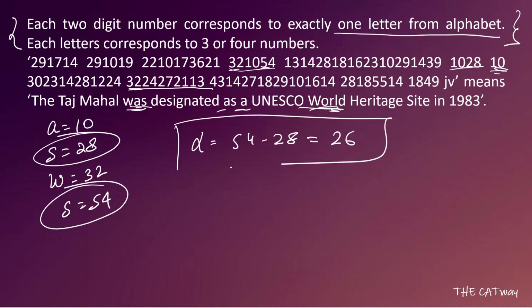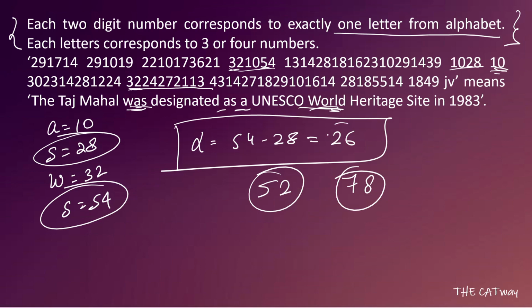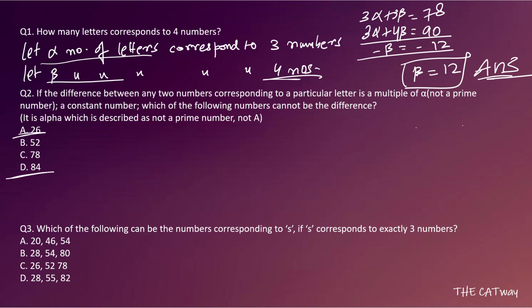So we have alpha is equal to 26, and 52 and 78, which are option B and option C, are multiples of this. That means 26, 52 and 78 are possible, and our correct option is going to be option D, which is this 84 cannot be the difference. So our OA is going to be D.